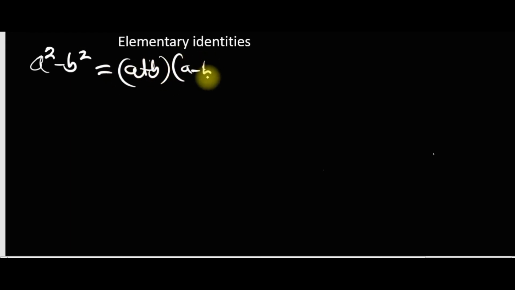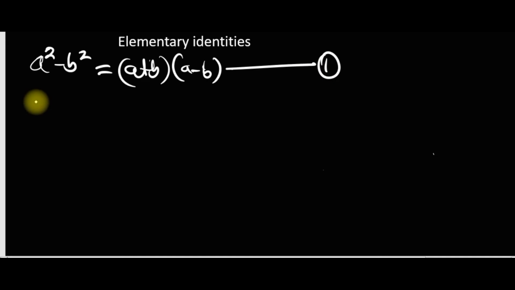So today we'll be looking at elementary identities. These elementary identities will help us to solve problems in simplification of algebraic expression. So the first identity here is difference of 2 squares. That's a squared minus b squared. So we have a plus b, a minus b. So that's the first identity.